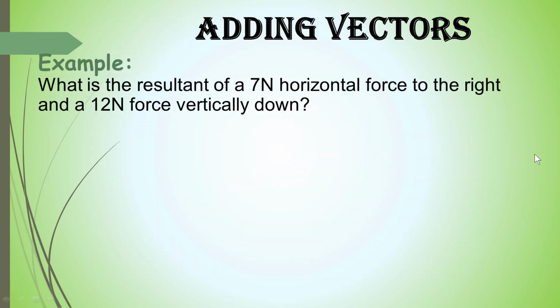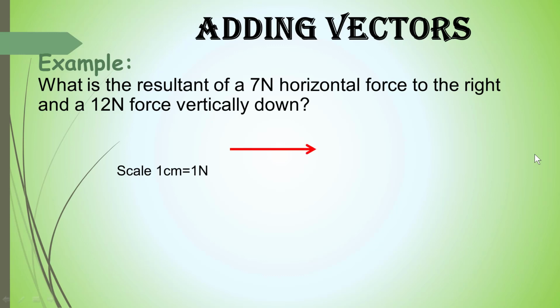So if we are going to add vectors, we will consider an example. What is the resultant of a 7 Newton horizontal force to the right and a 12 Newton force vertically down? We are provided with two forces, and we have to find out the resultant. First we will select a suitable scale. Let's say 1 centimeter is equal to 1 Newton. So that gives us 7 Newton equal to 7 centimeters and 12 Newton equal to 12 centimeters.